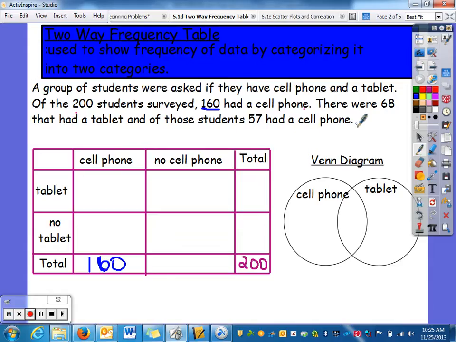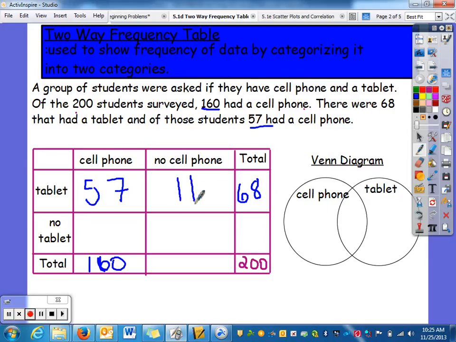Now there are 68 students that have a tablet. So 68 total would go here. Now there are 57 of those 68 that have a cell phone. So 57 would go here. Alright. Well, if there's 57 that have a cell phone, then there are 11 that don't, because they need to add up to 68.